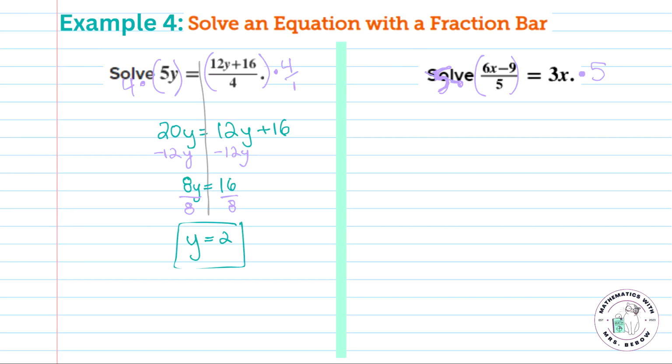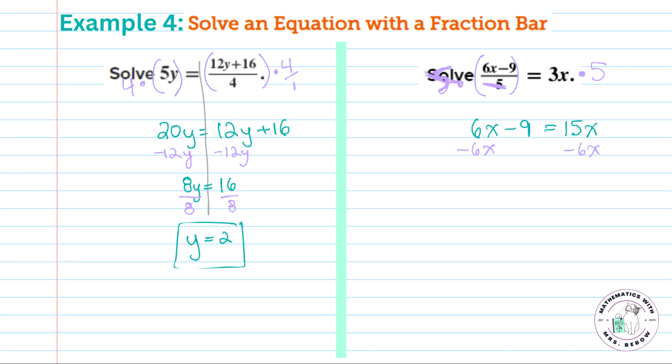And so this would cancel out, right? That 5 and this 5, and so we're left with just the 6x minus 9. So 6x minus 9 equals 3x times 5, which is going to be 15x. And now at this point, we're going to get rid of the 6x because, again, we want these to go away and have all my x's on one side of my equation. So we're going to subtract 6x from both sides.